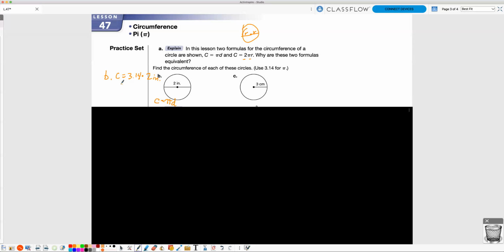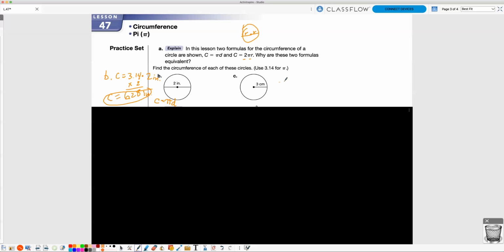All right, so if I'm going to take 3.14 and multiply it by 2, I would know that that would be, let me just put the 2 down here, 8, 2, 6, and move the decimal point that far over. So the circumference would equal 6.28 inches for letter B.